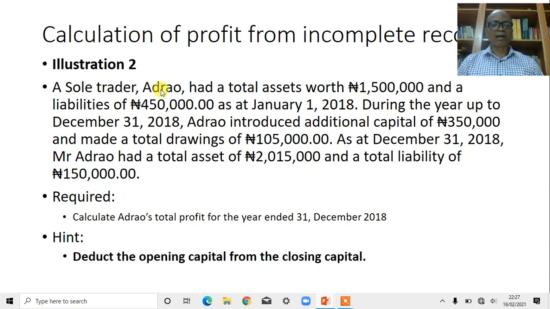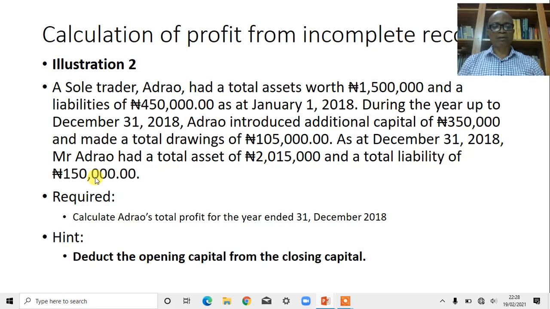A sole trader had a total asset worth 1.5 million naira and total liabilities of 450,000 naira as at January 1, 2018. During the year up to December 31, 2018, Adrao introduced additional capital of 350,000 and made total drawings of 105,000. As at December 31, 2018, Mr. Adrao had a total asset of 2,015,000 and a total liability of 150,000.